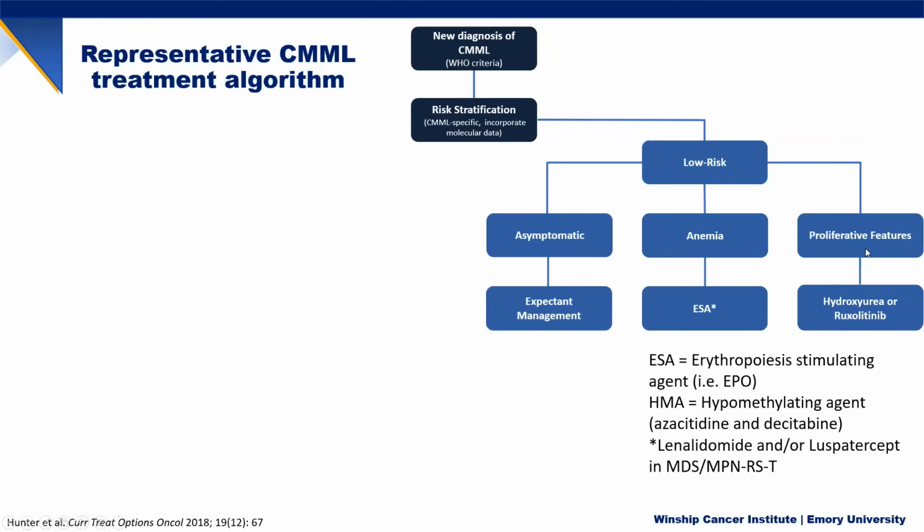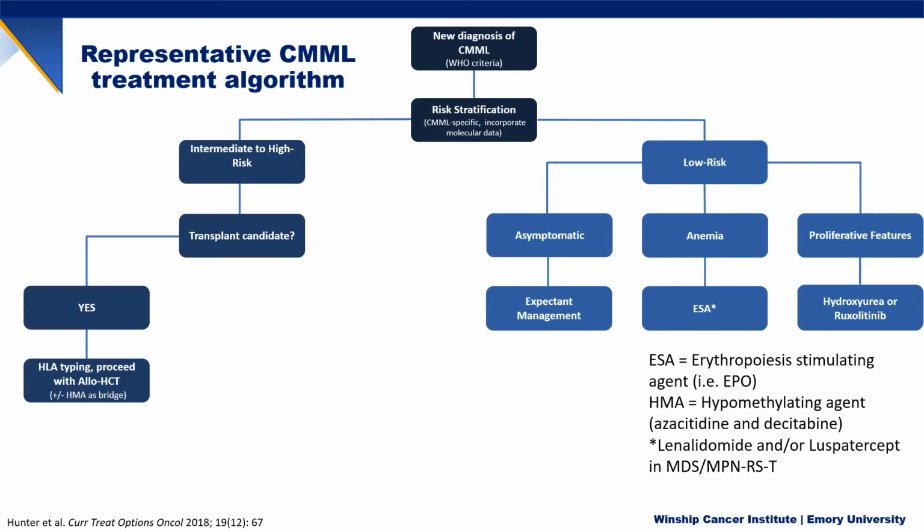And then some patients have more proliferative features, things like a big spleen or elevated blood counts. Hydroxyurea, or Hydrea, has been kind of the standard here for a long time. And we have published recently a phase 1 and 2 trial looking at ruxolitinib in CMML patients and did see some activity there. And so certainly that's an option in a number of these diseases as well.